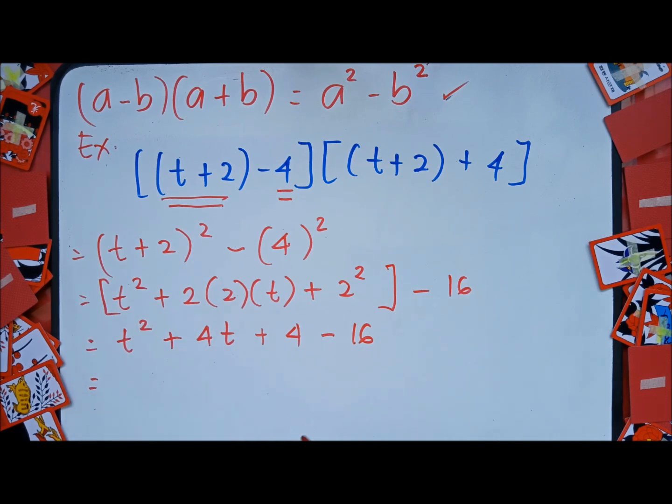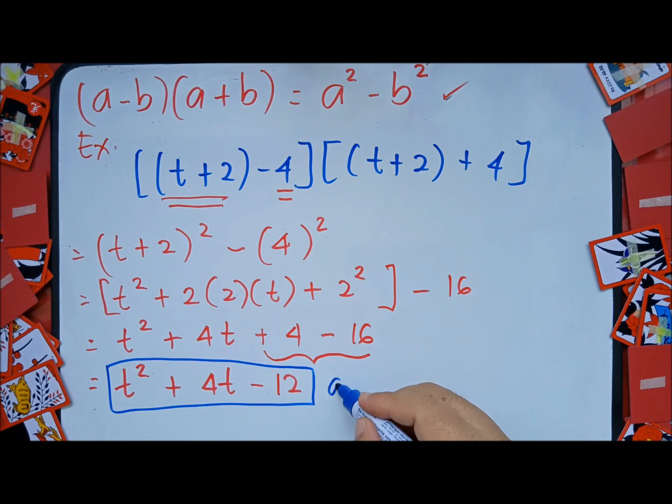Now, next. This is not the final answer. We will combine like terms. Are there like terms here? Same variables? No. But we have the same constants here. 4 and 16 can be combined. So this will become what? t squared plus 4t. Different signs, subtract the absolute value. 16 minus 4 is 12. And copy the sign of the greater number. Okay, so what is your answer? This is your final answer. Okay, a little more complicated, but we have solved it.